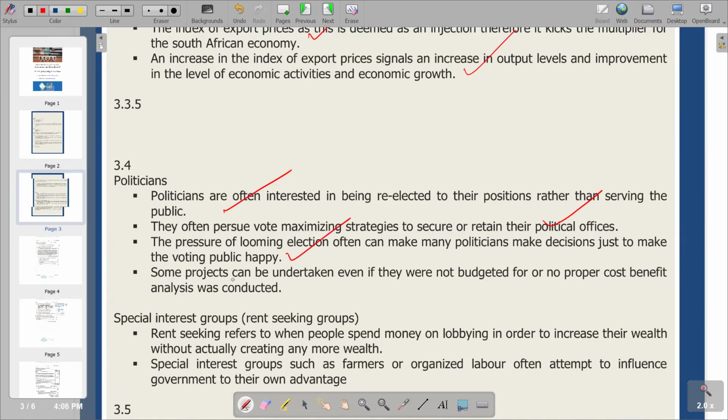And then the last point, some projects can be undertaken even if they were not budgeted for or no proper cost benefit analysis was conducted. So you see that the issue of deviating from the budget can negatively affect. That is the essence that we have when politicians negatively indulge in activities that will obviously damage the economy. So we go to special interest groups or rent-seeking groups.